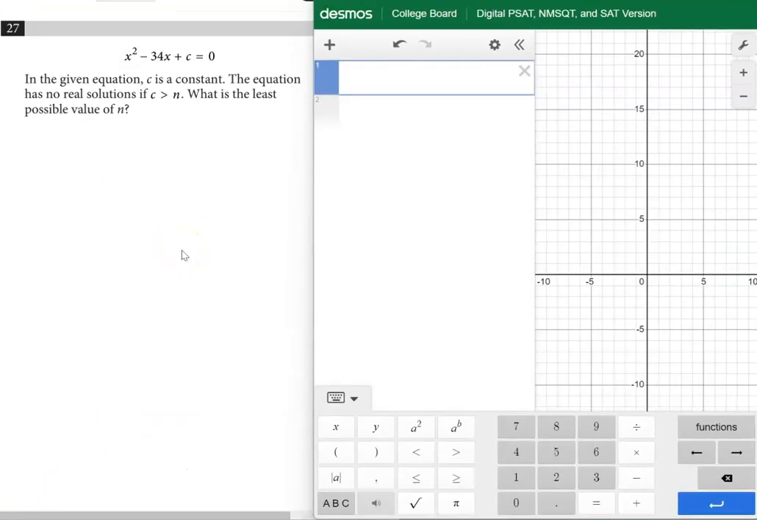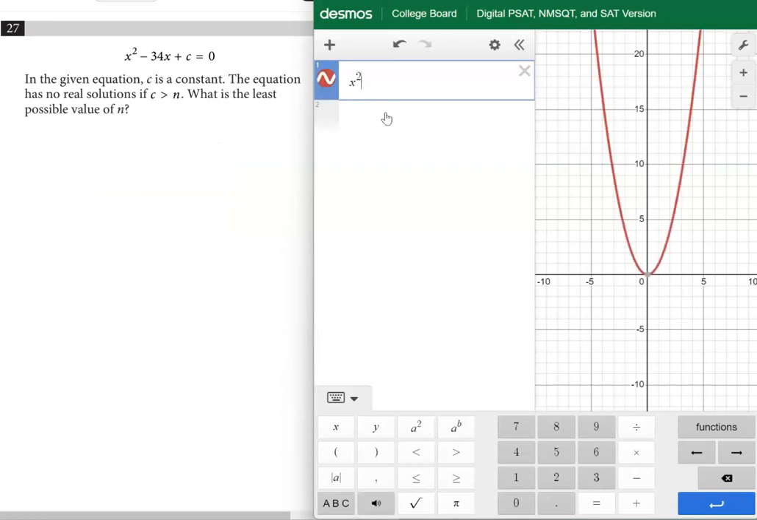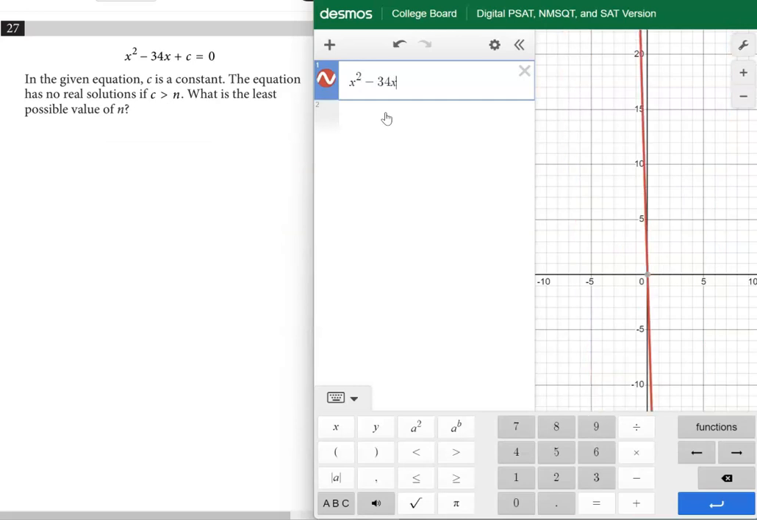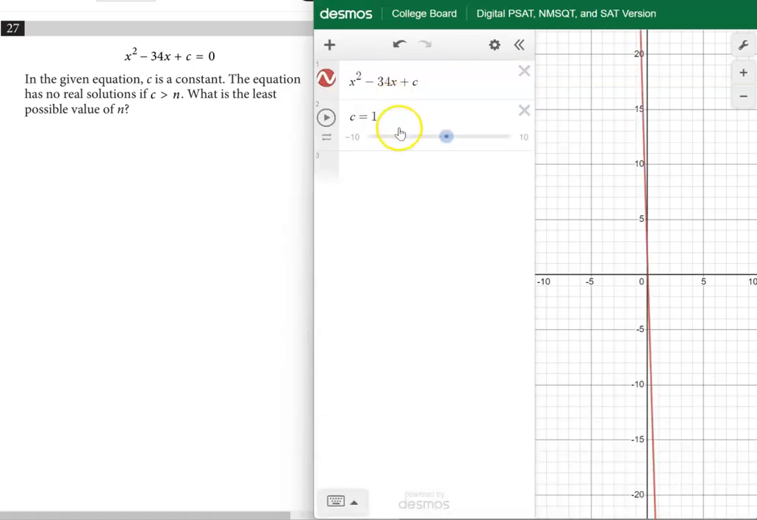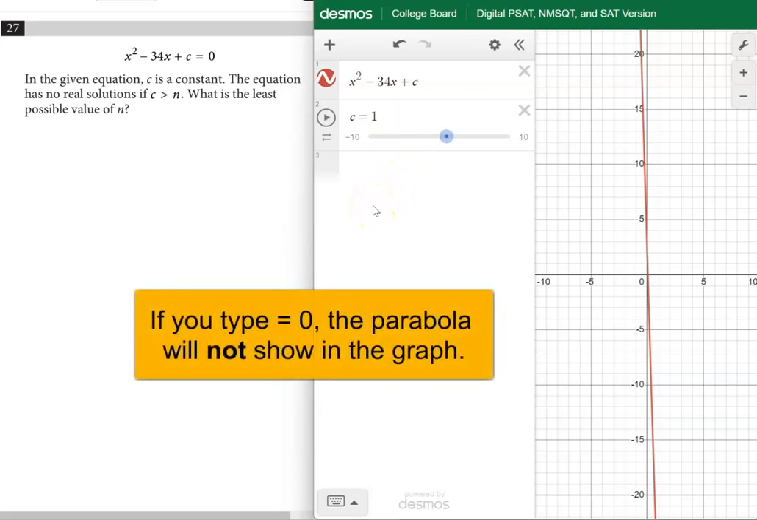The last item we're looking at is item 27 on page 50. And here we do have to kind of be careful with the calculator because Desmos, I don't think, likes you using sliders in this problem because they're giving you an X, and when you do C, it looks like it's working, but then it stops. So add slider before you type equals 0. Otherwise, you may not be able to get it to work.